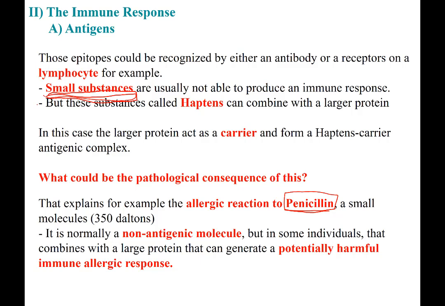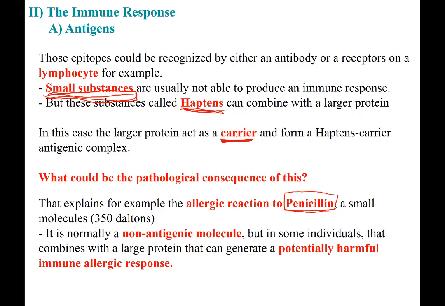In that case, we call the small molecule a hapten. Haptens are small molecules that cannot produce an immune reaction on their own. They are too small, but the antibodies can, in that case, be carriers, and they can bind to a hapten. But the problem with this hapten-carrier complex is that it becomes bigger. It becomes big enough for the immune system to see it and to take this as a threat.